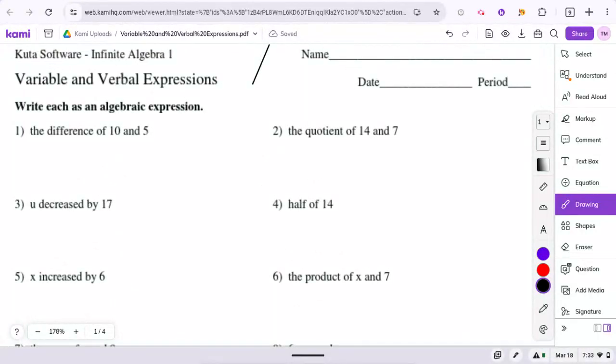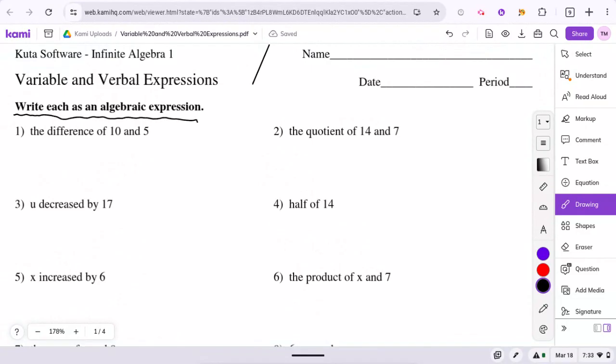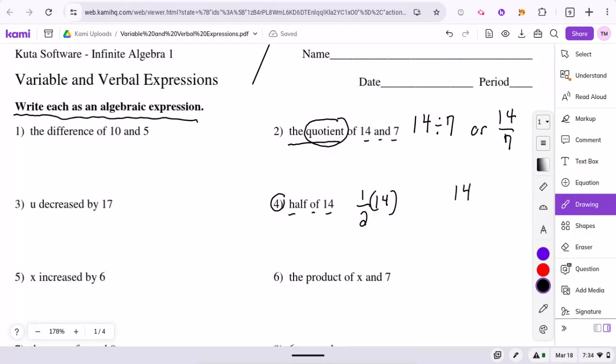So starting with the first section up here, we are writing each one as an algebraic expression. So we'll start with this one, the quotient of 14 and 7. Quotient, you should know, means to divide. So you can write this one either 14 divided by 7 or 14 over 7. Next one, number 4, half of 14. There's a couple ways to do this where you can write 1/2 of 14, or you can put 14 over 2.